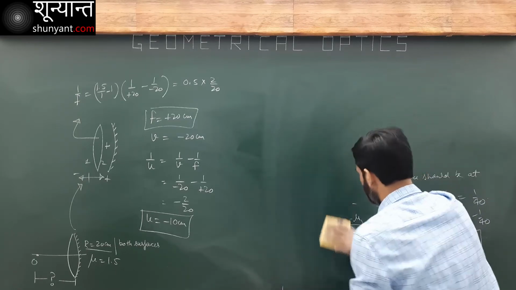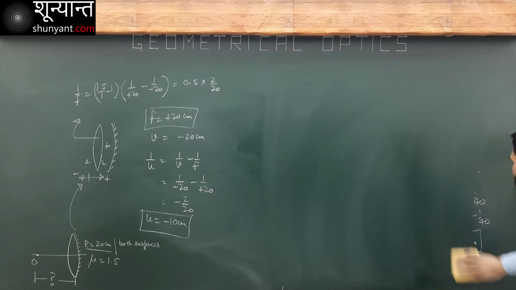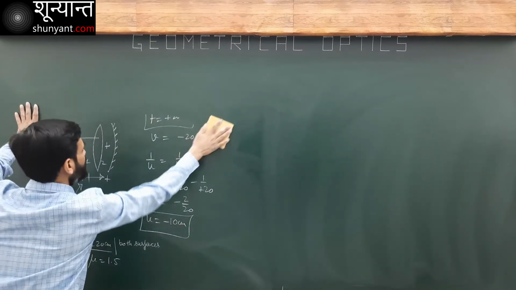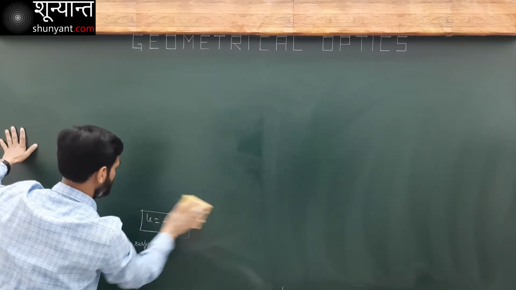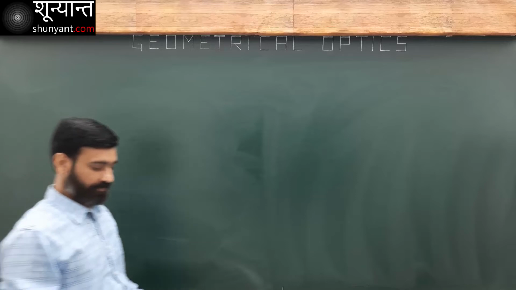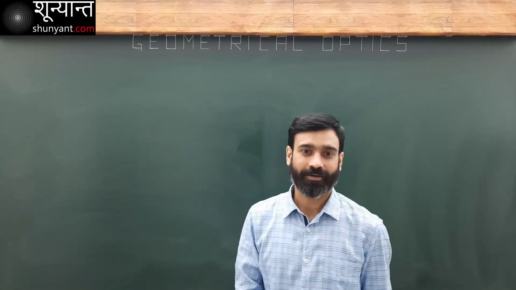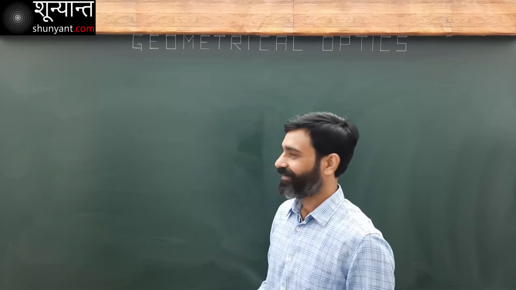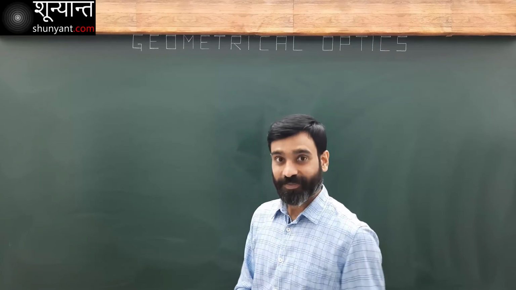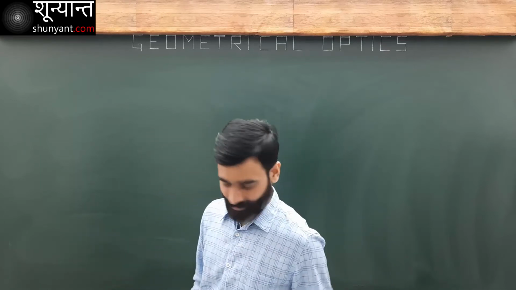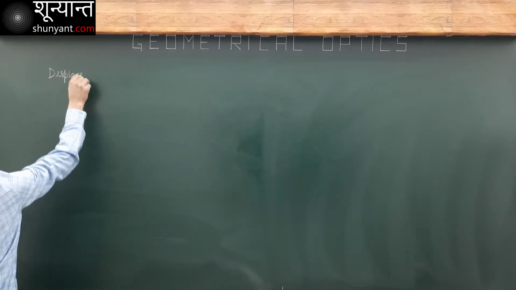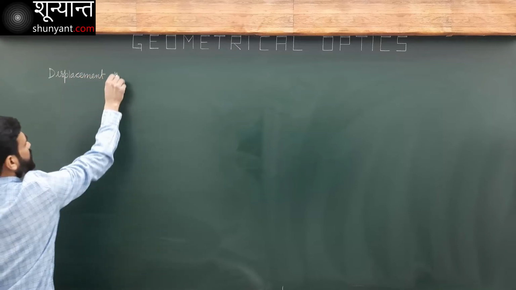It is not only important, it is actually an experimental technique, an experimental method to find focal length of a convex lens. There are many experimental methods for finding focal length of a convex lens, but one method is very, very important, and it's a beautiful method. It is known as the displacement method.